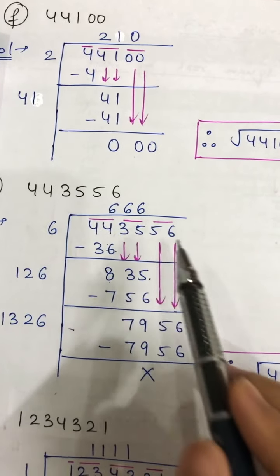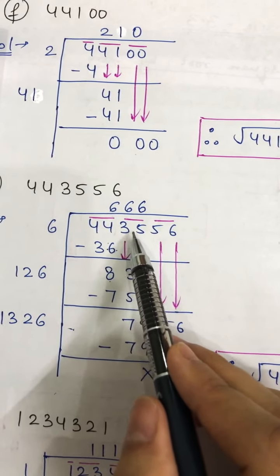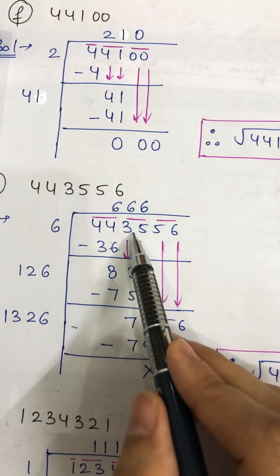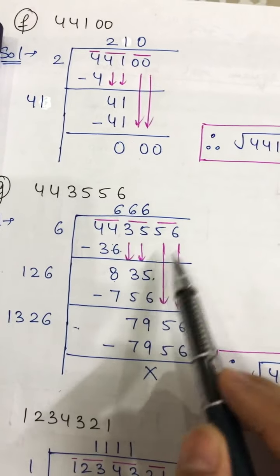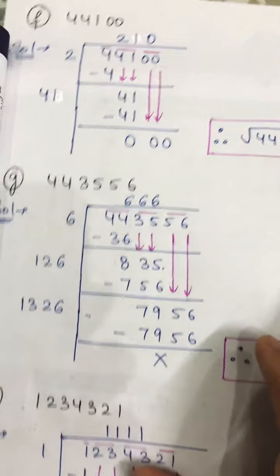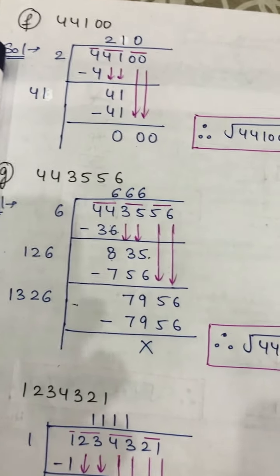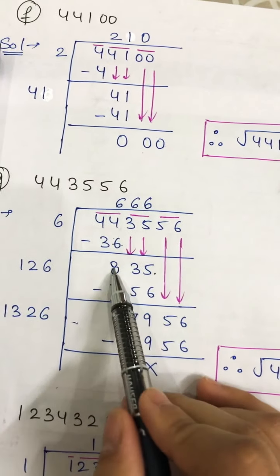In the long division method, whatever numbers are there in the pair, we will take out those two digits directly. We will not take out one digit. In the long division method, we will take out two digits directly in place of one digit. So next is 35. So it is 835.